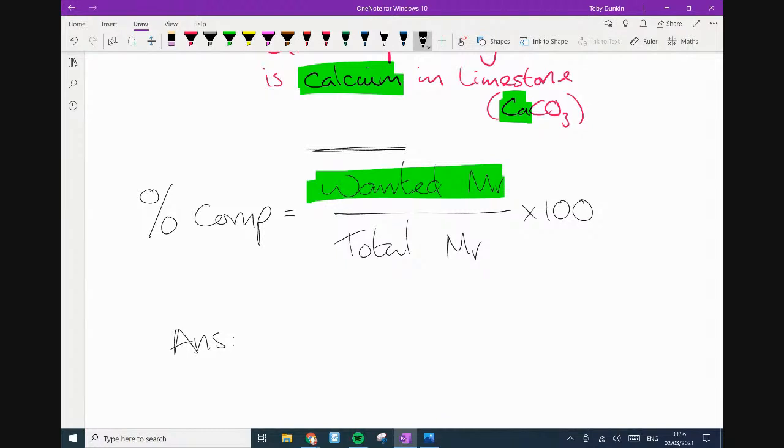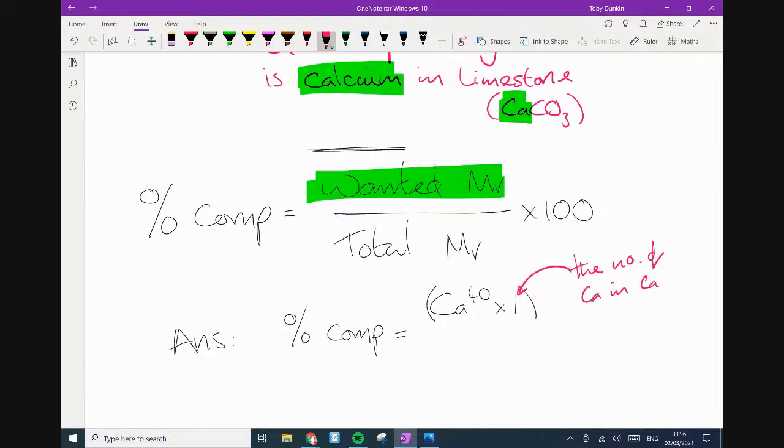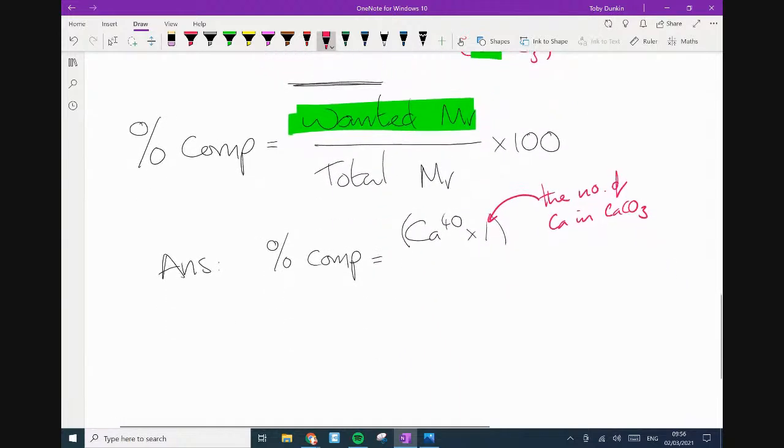Now, what we've got here is percentage composition equals wanted MR. And I have got calcium at 40 times 1. The reason being, just to add a little clarification here, that is the number of calciums in limestone. So if there were 2 of them, I'd have to multiply it by 2.